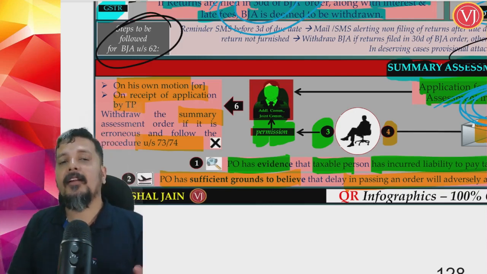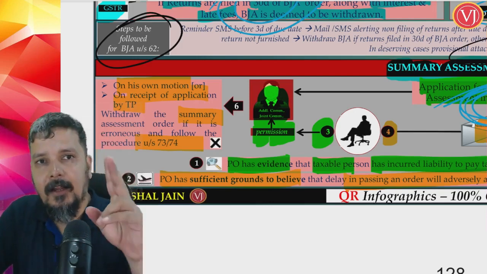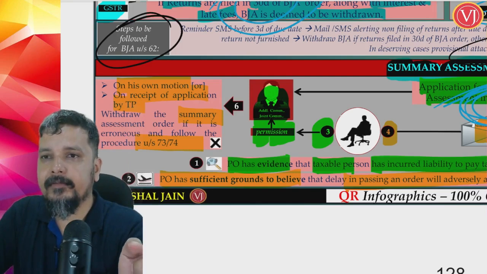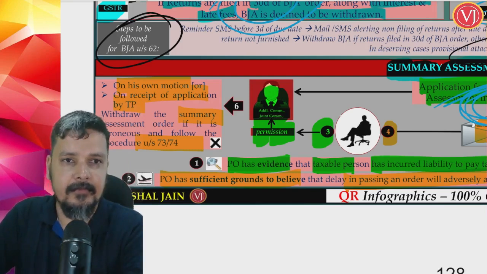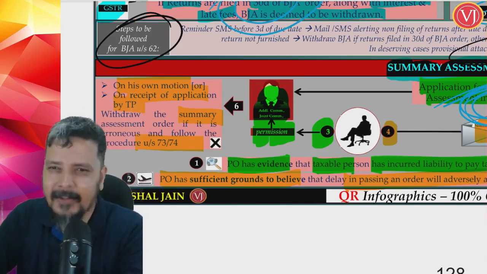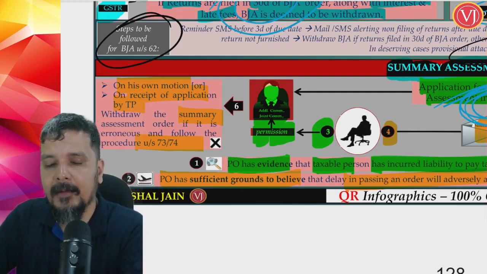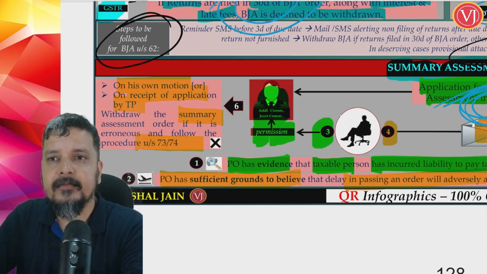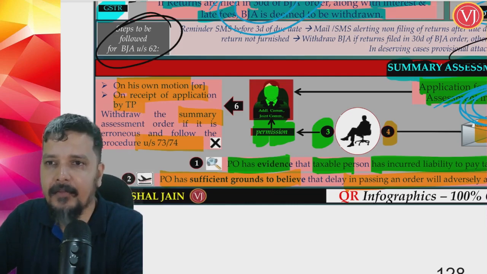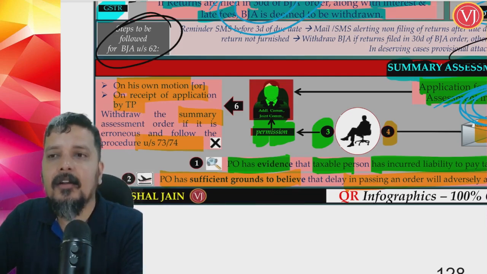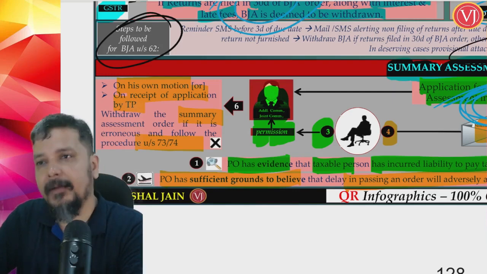Right. Now, what are the differences that you clearly find? For all the other audits and assessments, the follow-up action is 73-74. At least the final follow-up action is 73-74. In between, you can also try other things, like audit, inspection, etc. But the final follow-up action is 73-74. But for summary assessment and best judgment assessment, directly it is an order. You don't have 73-74 coming into the picture. Directly it is an order. The only thing that you can do is go for appeals.